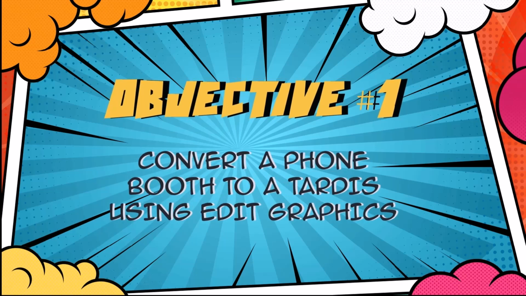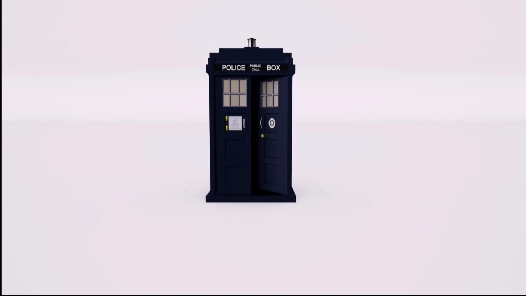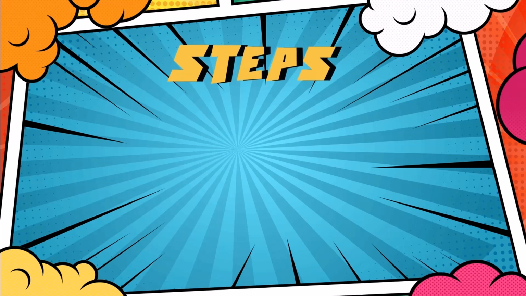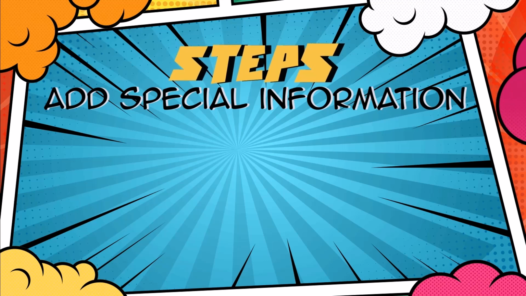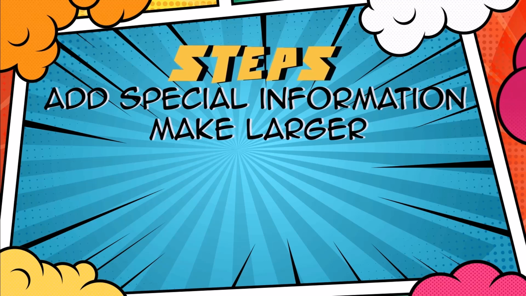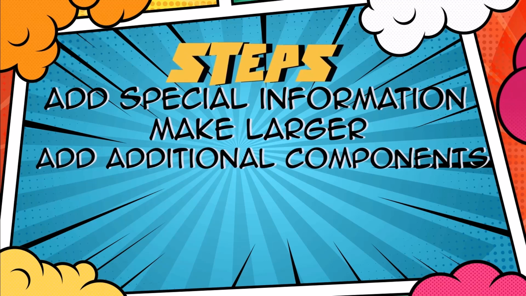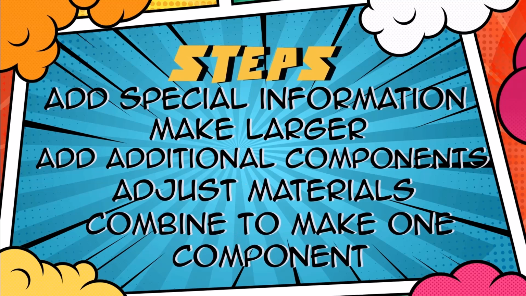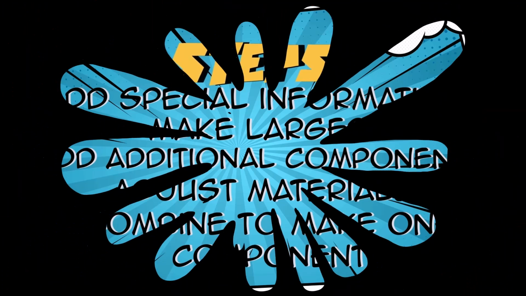First objective, we're going to use Edit Graphics to turn an ordinary telephone booth into a Doctor Who TARDIS. We're going to follow the following steps to make this transition. Step 1, add some information about our new special to make it larger on the inside. We're then going to adjust some of the components by swapping out some things and painting it. Lastly, we'll combine everything so it's all in one piece and able to be specified.